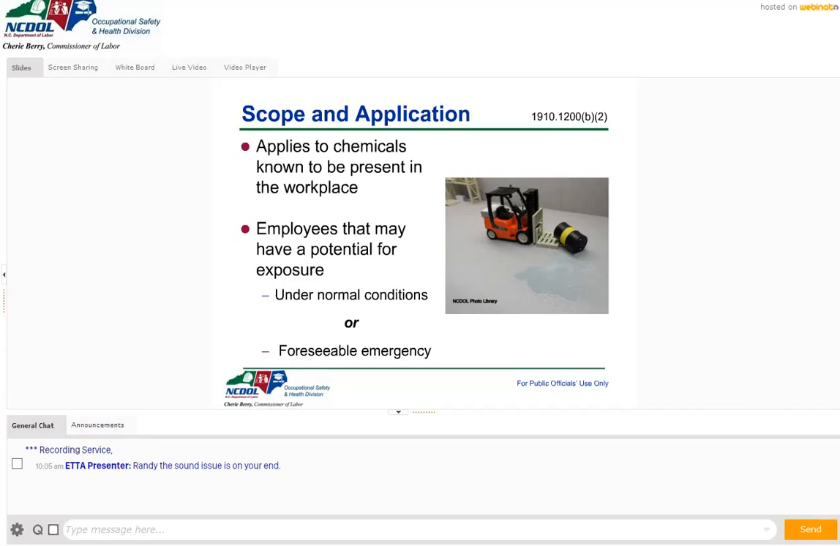Now we got a little picture here. There's actually a little toy fork truck, and a little toy drum, and there's a little pretend spill that we took a picture of. So you've got a forklift moving a drum of chemical, and the drum fell off and spilled chemical onto the floor. So that could be acid or base. It could be all kinds of stuff in that chemical. So that would be a foreseeable emergency. You're transporting chemicals and you knock the drum over, or you punctured a drum with a fork of a forklift. So that would be a chemical spill. That would be an emergency.